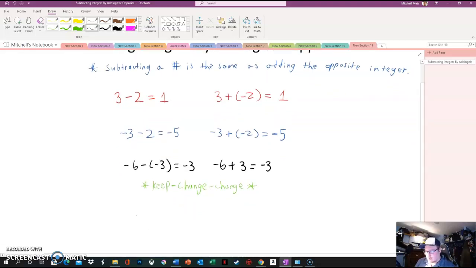Let me just show you one example. Let's say I'm going to do negative 3 minus 2. I'm going to use keep, change, change. I'm going to keep the first sign. I'm just rewriting it. That's all I'm doing. Negative 3. I'm going to change it to positive. And then I'm going to change this to a negative integer, which is negative 2. So that's keep, change, change. And now I have negative 5 once I add this.